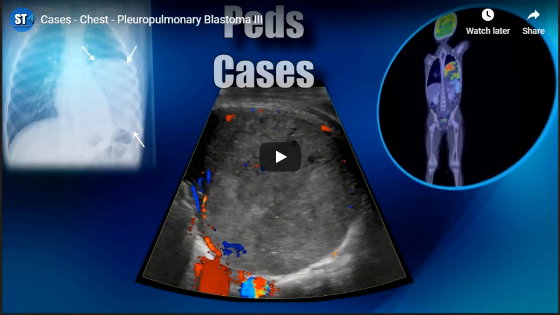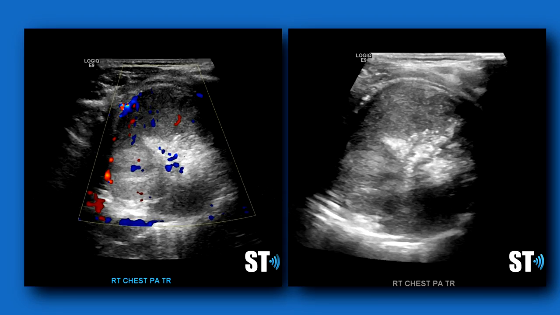This was another case. This patient had a large mass with some vascularity and central increased echogenicities. This turned out to be a primary chest neuroblastoma. Neuroblastomas are most commonly seen in the adrenals in pediatrics.